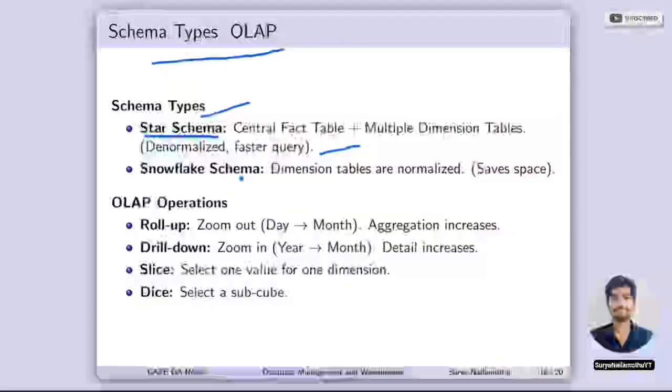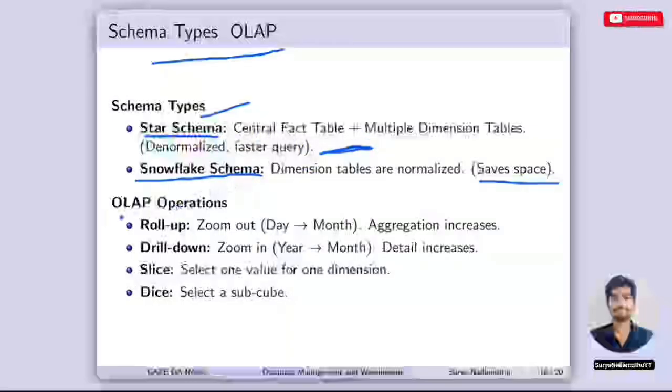And next, the Snowflake schema. In the star schema, there is a chance that space usage will be high. It means it takes a lot of storage. That's why we apply the Snowflake schema. In the Snowflake schema, dimension tables are normalized, so this helps to save space. So we resolve the problem of the star schema by applying the Snowflake schema.